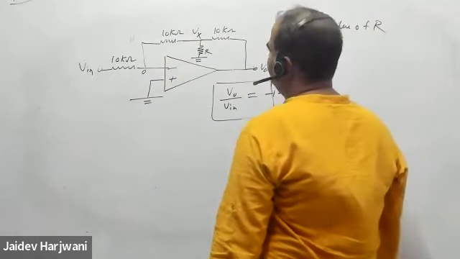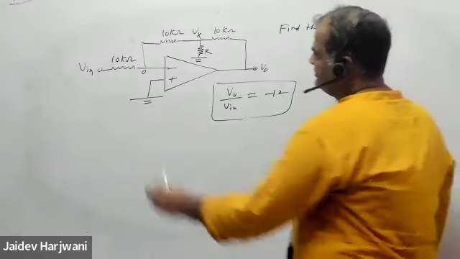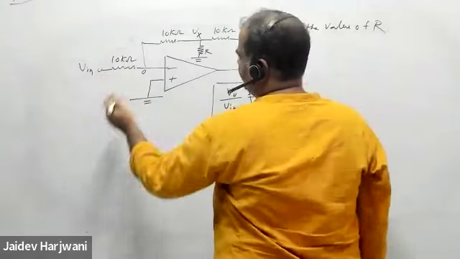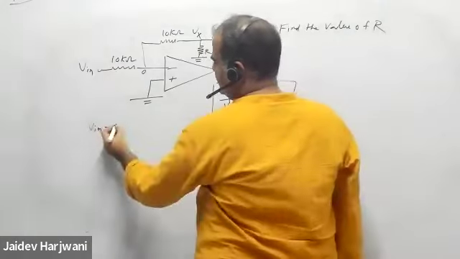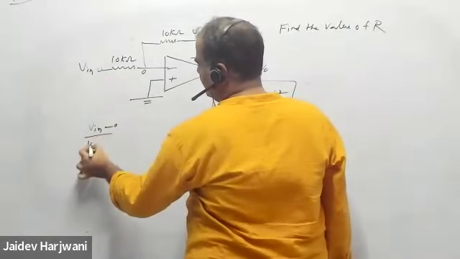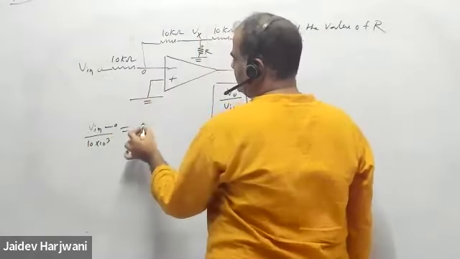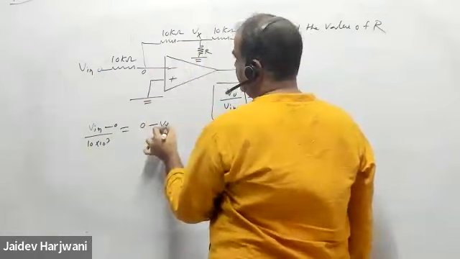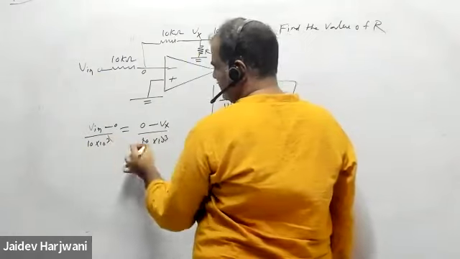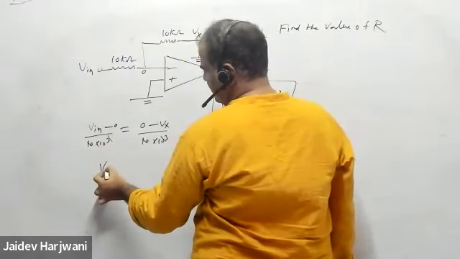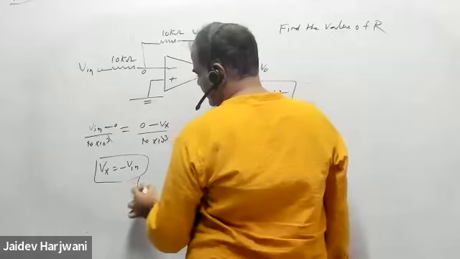Find the Vx value. How to find Vx? So first thing, let us say this one. First thing, your V input minus 0 upon 10 kilo ohm is equal to, and this is equal to what? This is equal to 0 minus Vx upon 10 kilo ohm. This cancels out, this cancels out. So this gives me Vx is equal to minus V input. This is the relation number 1.